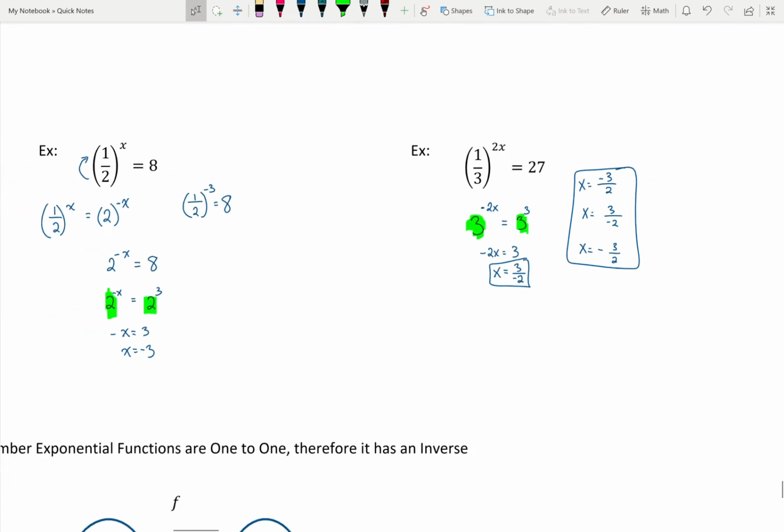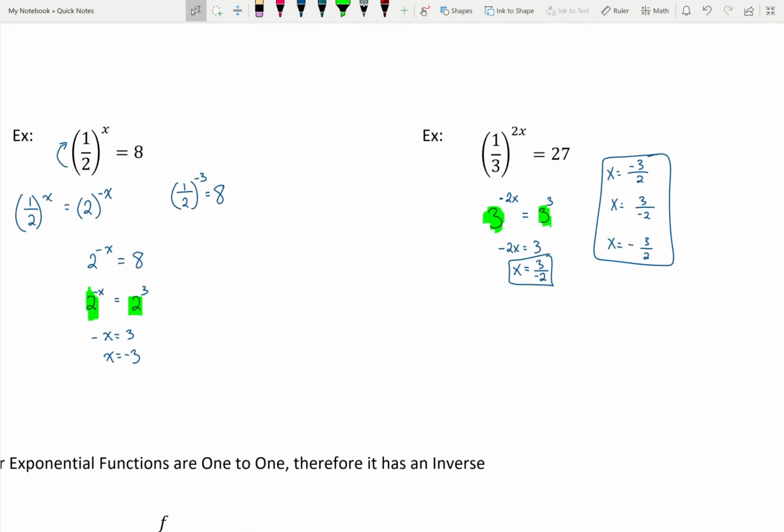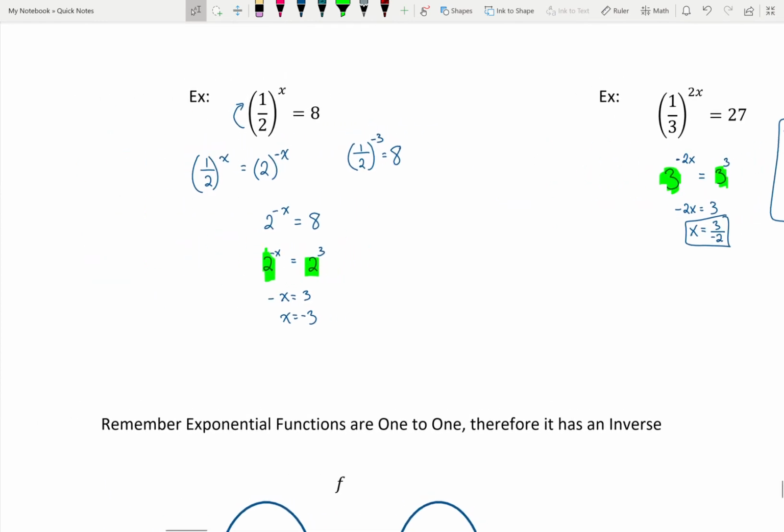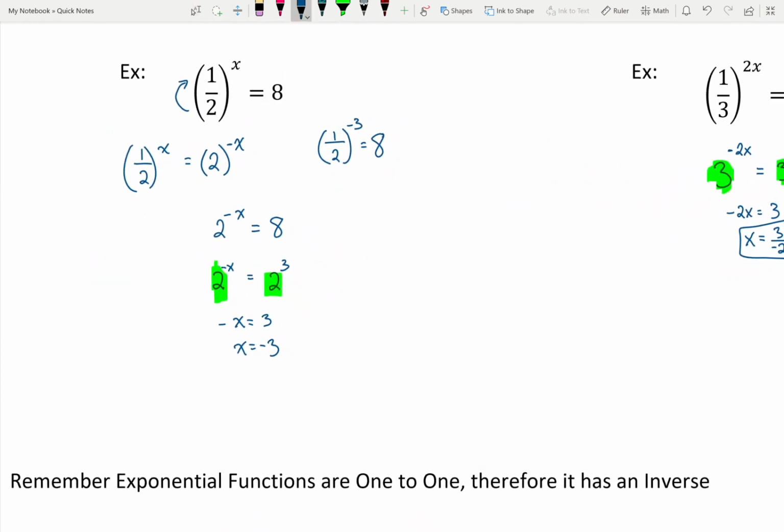Let's talk about the next thing about exponential functions. So remember, again, exponential functions are one-to-one. That's exactly what we did up here, and that's why we were able to compare exponents. The other thing that's special about one-to-one is that they pass the horizontal line test, and that means that our exponential functions have inverses. Okay, so let's review what inverse function means.